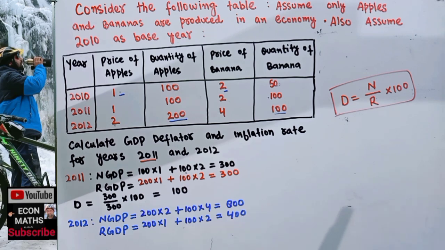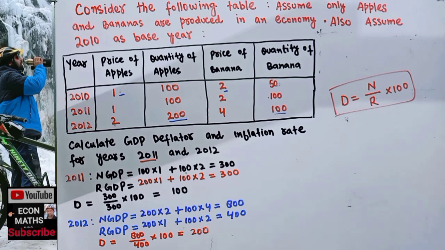Okay, for 2012, what is the GDP deflator then? So the GDP deflator for 2012 is equal to nominal GDP, which we calculated as 800, divided by real GDP, which is 400. To this we multiply 100. This gives us the GDP deflator for 2012, which comes out to be 8 divided by 4 is 2 times 100, which is 200. Okay, so this is how we calculate the GDP deflator.